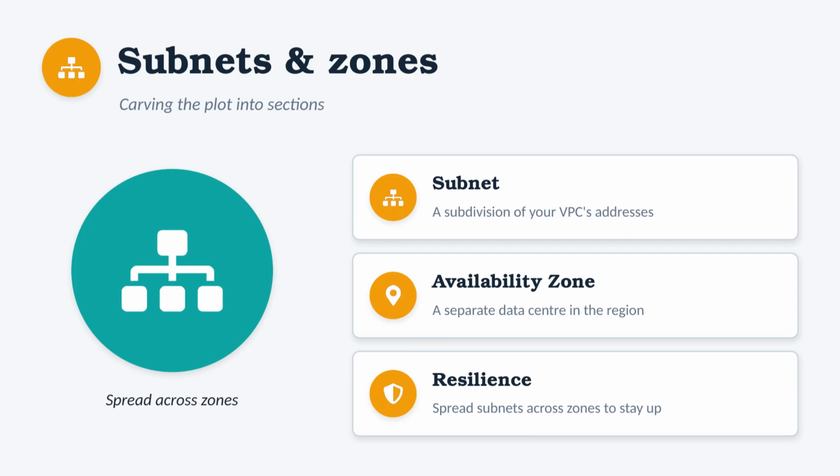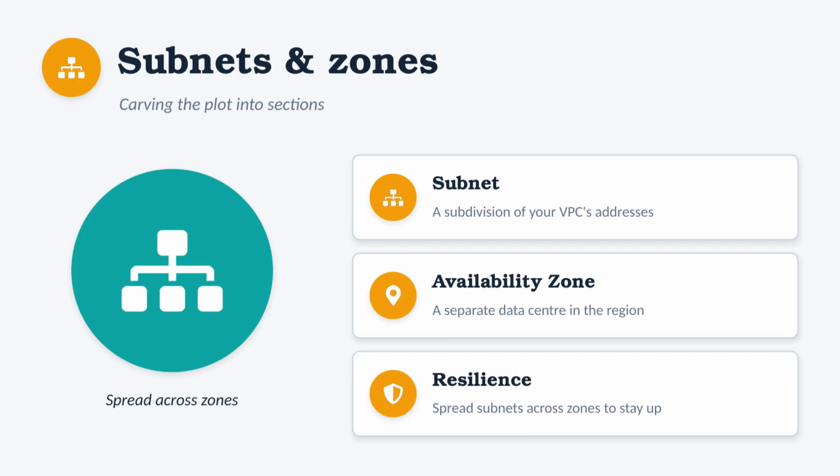Each region has several. The reason they exist is resilience. If you spread your application across 2 or 3 availability zones, then a problem in one, a power cut, say, doesn't take down everything. The others keep running. So the relationship is, a region contains availability zones, and your subnets each sit inside one of them. Spreading subnets across zones is how you build something that stays up.